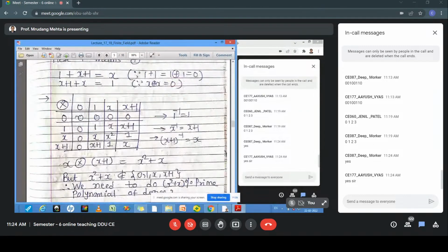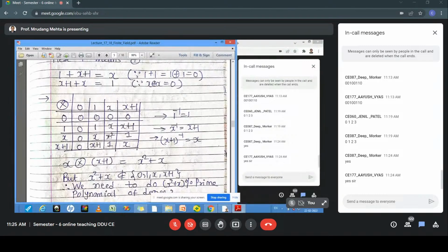Okay, okay. Right, so here 0 is the identity. Now here multiplication. So 0 multiplied by 0 is 0. 0 multiplied by 1 is 0. So all first row and first column are 0, because anything multiplied by 0 is 0. Anything multiplied by 1 is 1. So 1 times x is x, 1 times x plus 1 is x plus 1. Now third row, x multiplied by 0 is 0, x multiplied by 1 is x. Now third is x into x. So x multiplied by x is x square.